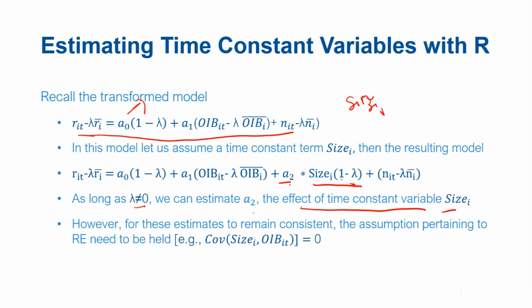However, please note again, for these estimates A1, A2, A0 to remain consistent, the assumption pertaining to random effects, that is, the covariance between this time invariant term size and OIB, needs to be 0. To summarize, in this video, we discussed some of the main assumptions that are required for random effect estimators to be consistent, and also we saw how to estimate time constant or time invariant terms with a random effect model in our environment.